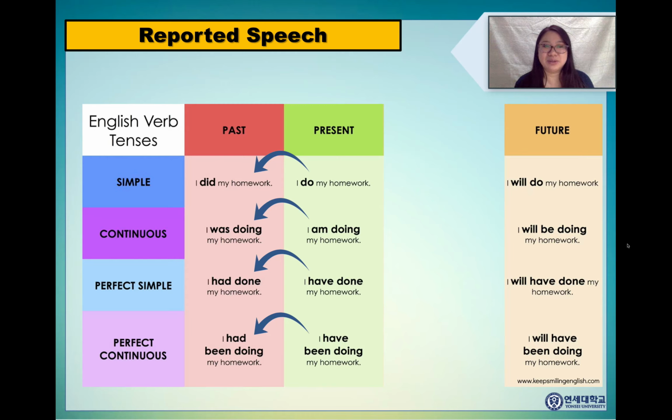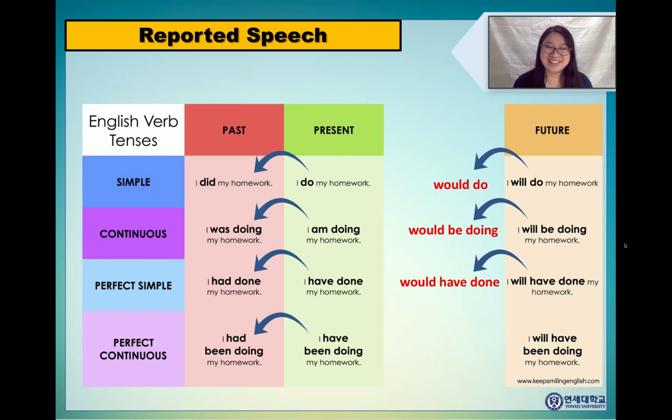So, I will do my homework. You said you would do your homework. I will be doing my homework. You said you would be doing your homework. I will have done my homework by then. You said that you would have done your homework. I will have been doing my homework. You said that you would have been doing your homework.